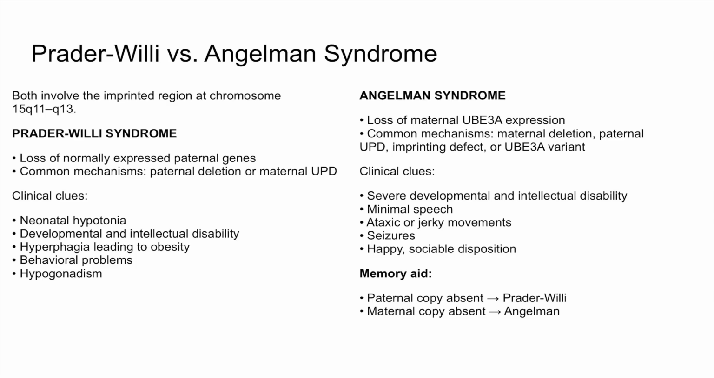may occur through a paternal deletion or maternal uniparental disomy. Infants often have hypotonia and feeding difficulty, followed later by hyperphagia, obesity, hypogonadism, and developmental disability.